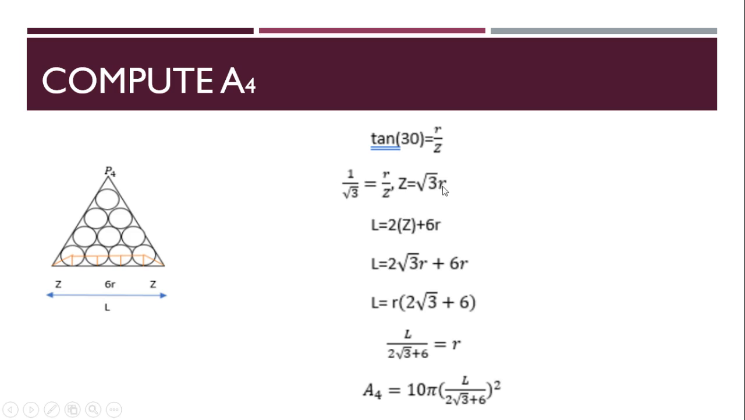So you find R equal to Z, and then plug it into our Z for our length formula to get it in terms of R, and then you're going to get it in terms of L, and then you're going to plug it into your pi r squared formula to get A of 4. And the 10 here, like I said before, is just the number of circles inside the triangle. So now I'm going to pass it on to MD.